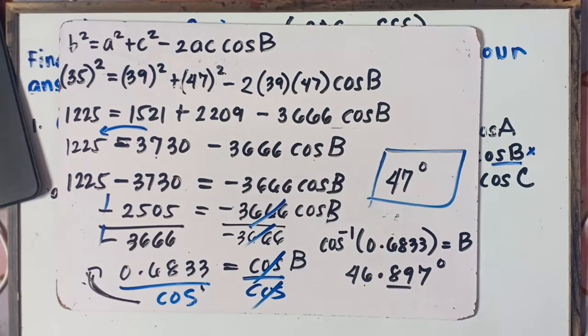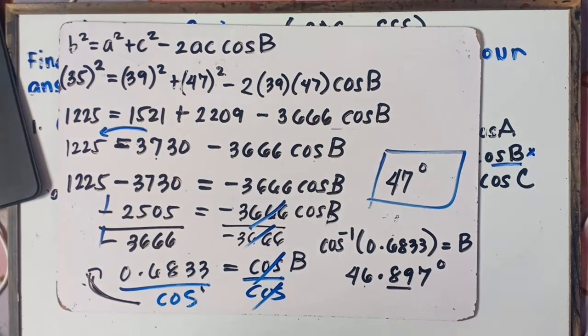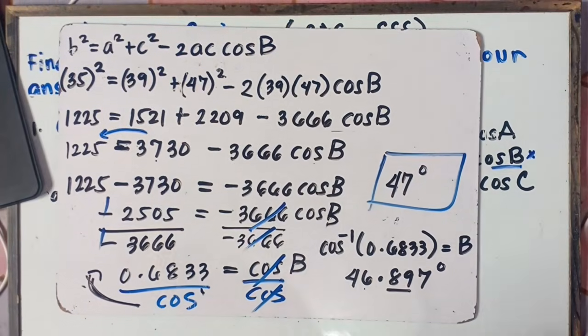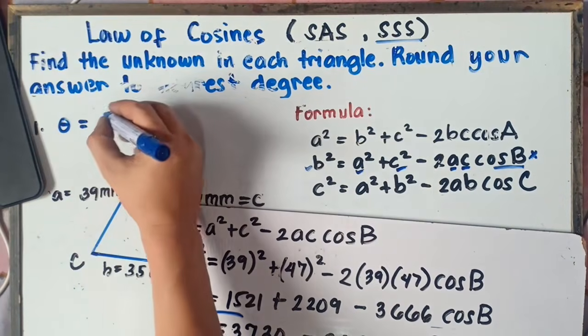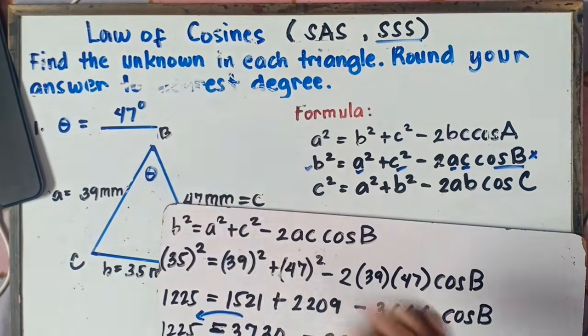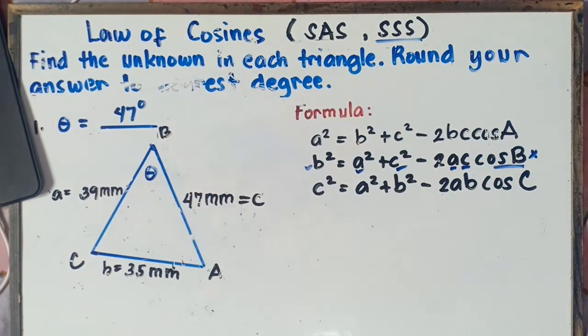That's the answer, class, for example number 1. Quite complicated, right? All set for number 1, the theta. That would be 47 degrees. All set. Alright, so let's proceed now to example number 2.